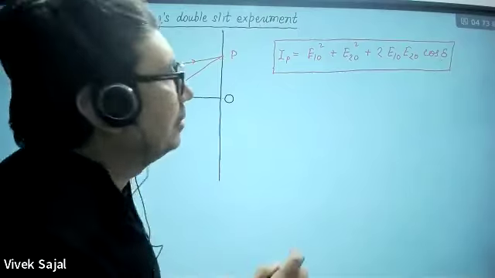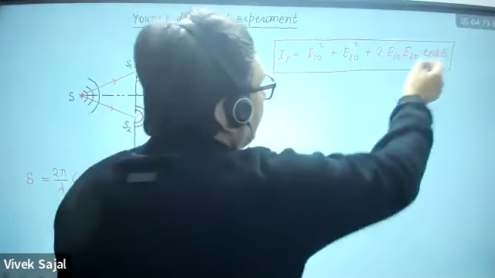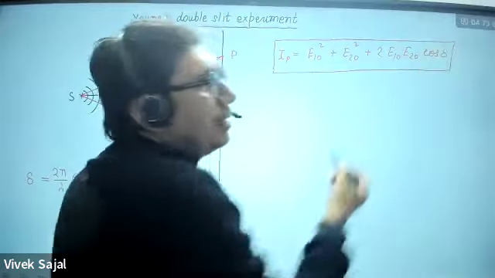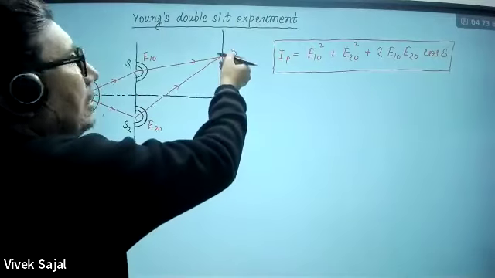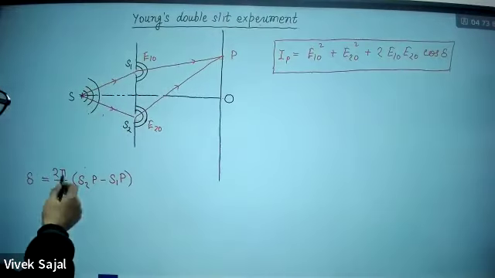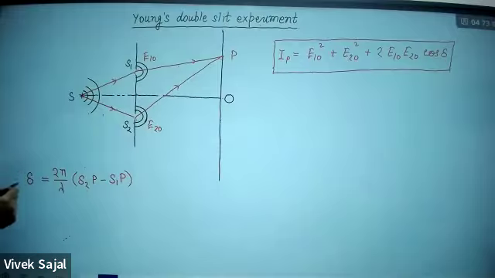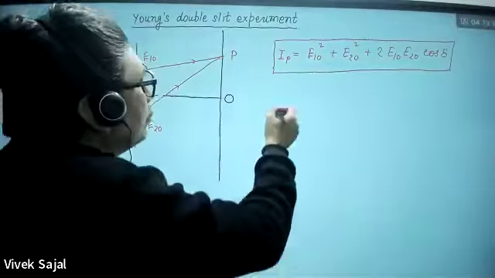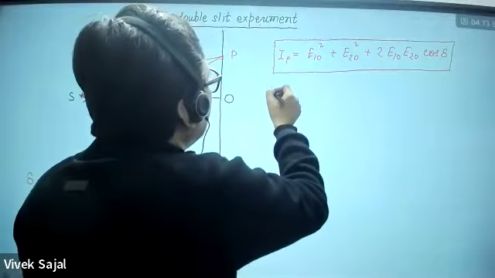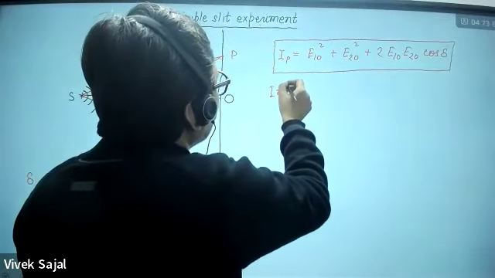They are constants. So if they are constants, cos delta is the only variable here. So when you move on the screen, automatically the path difference is going to change. As a result, delta is going to change, so cos delta will vary. So you are going to get intensity maxima.